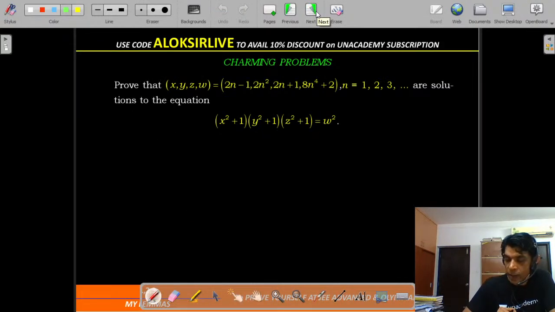to prove that these x, y, g, w are solutions of this equation, (x squared plus 1)(y squared plus 1)(g squared plus 1) is w squared, this we have to prove. So how will you do it? This looks a little tough, but with practice we can do it.